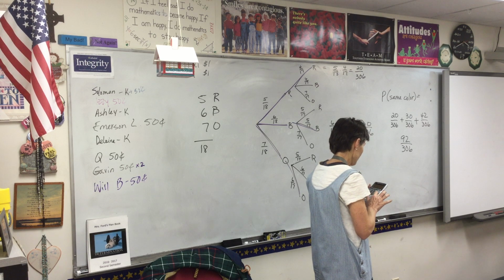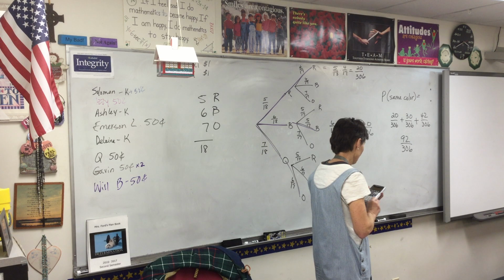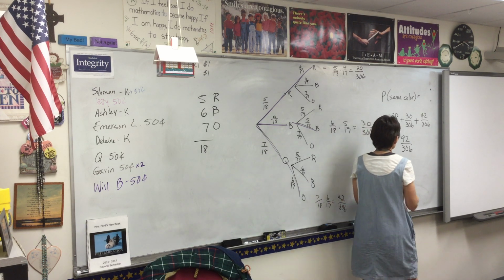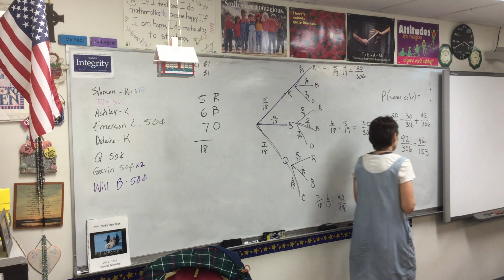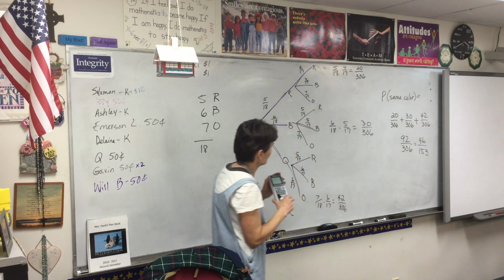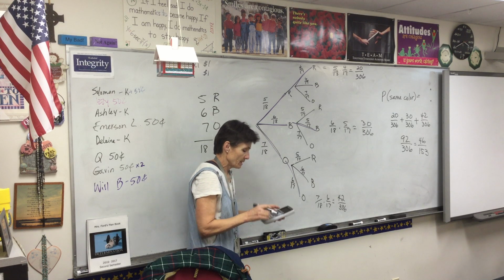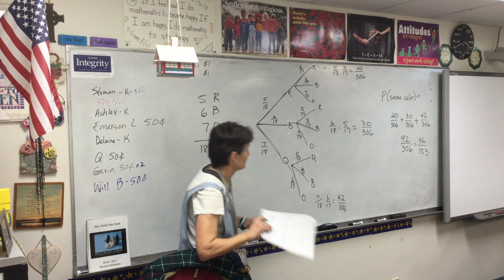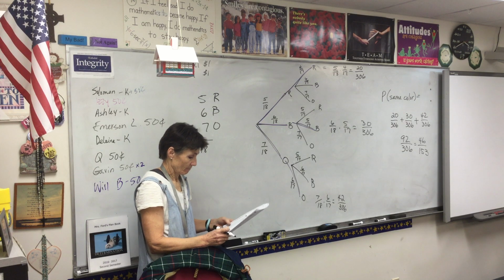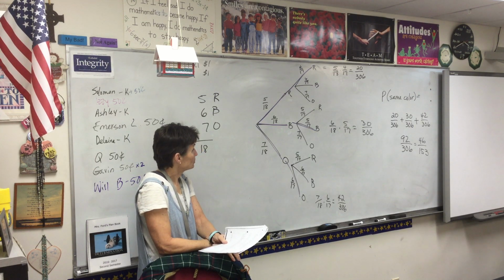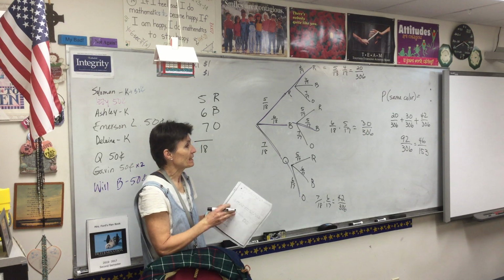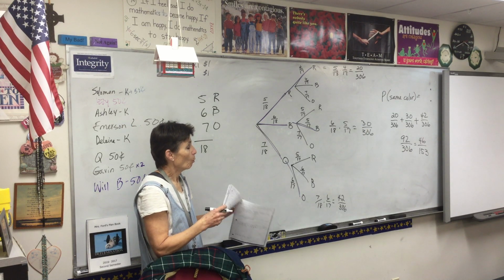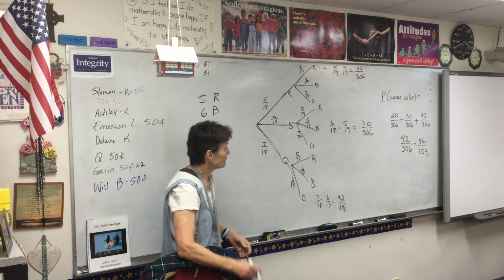So I'll go ahead and reduce. 46 over 153. So the probability of getting 2 pencils that are the same color is 46 out of 153. All right, now, second question. Probability of getting one red and one blue. One red and one blue.